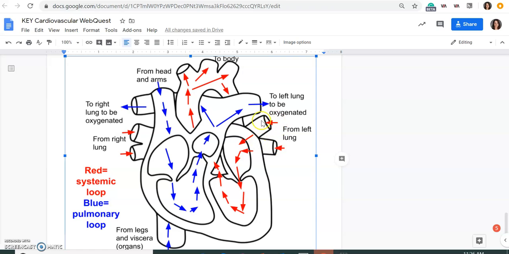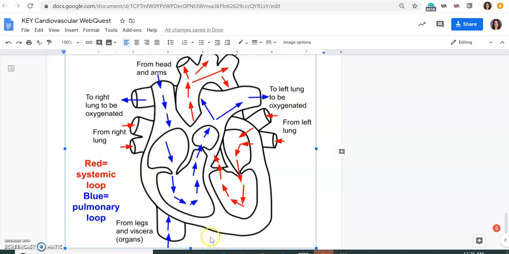The systemic loop, so these are coming in through the pulmonary veins. This side from the left lung, this side from the right lung, goes into the left atria first, left ventricle, and then out through the aortic semilunar valve to the aorta. And then these lead to different parts of the body.